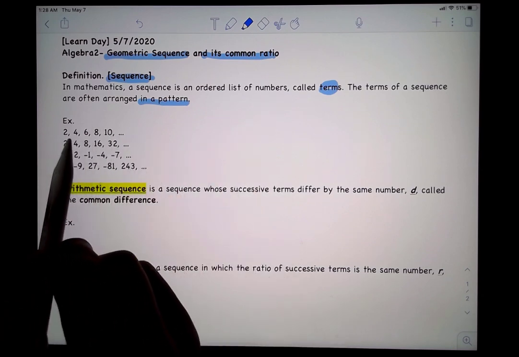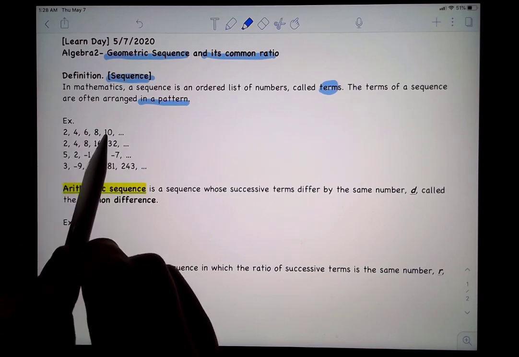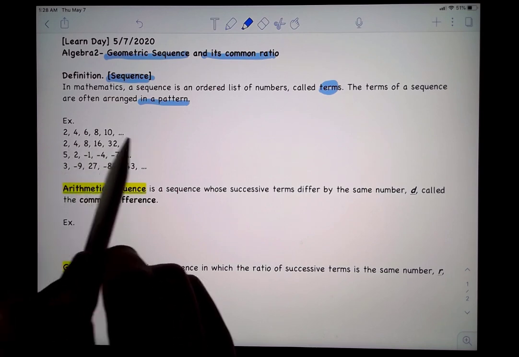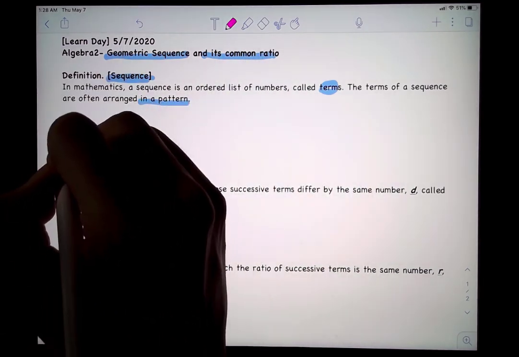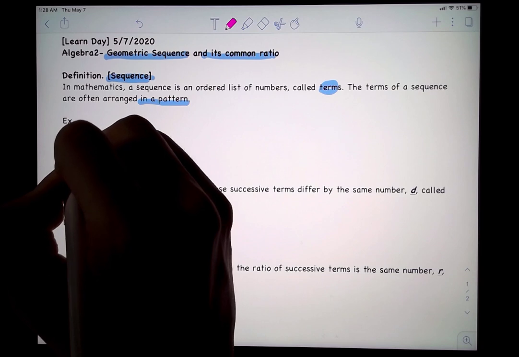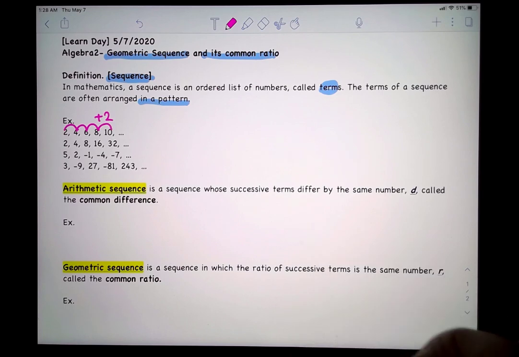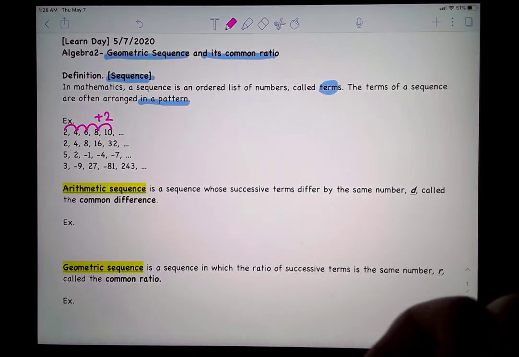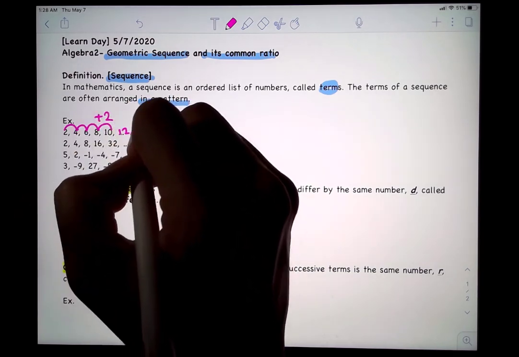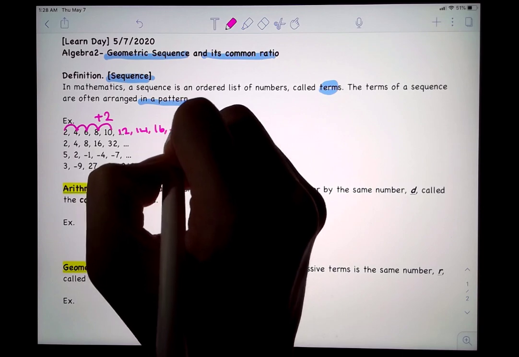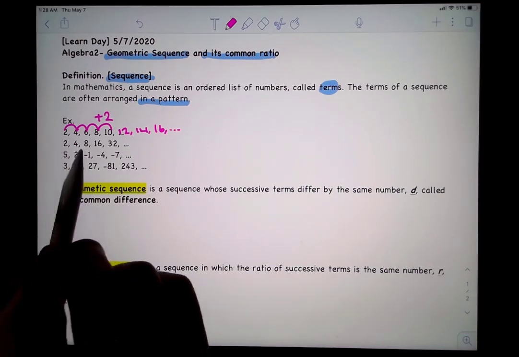All right. So let's look at this. 2, 4, 6, 8, 10. Do you see the pattern here? What's going on here? Can you guess the next three terms after 10? 2 to 4, 4 to 6, the same pattern. It's plus 2, right? When you add 2, then you get the next term. So your next three terms will be 12, 14, 16, and you can keep going like this, right?